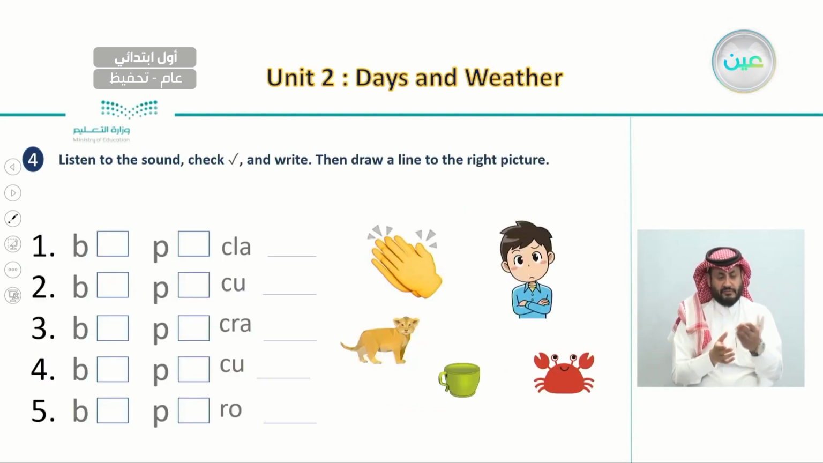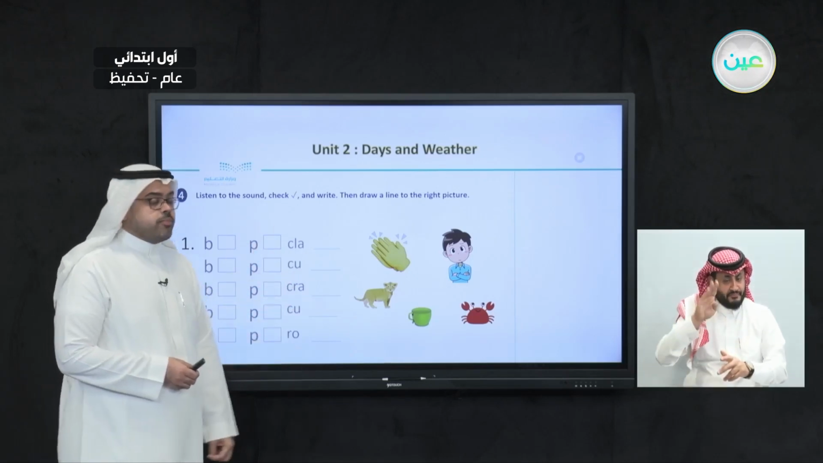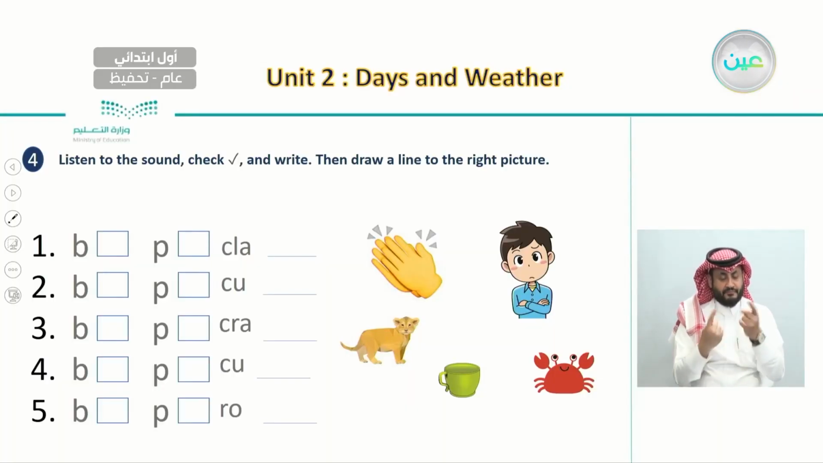So let's make more examples of these letters. The same as we did before, but this time we're not going to start with P or B, but we're going to end with. So let's listen to the first word. The first word we have here is clap. Clap ends with letter P, and so here we write P and we match the word to the picture.